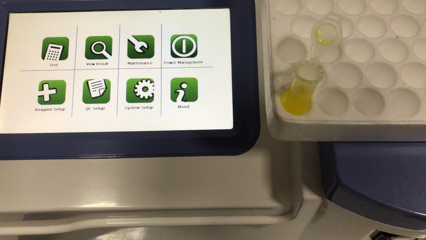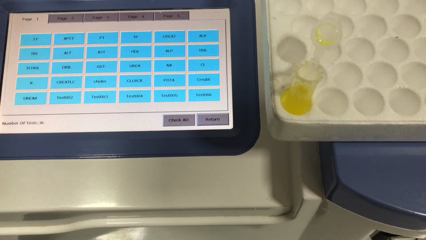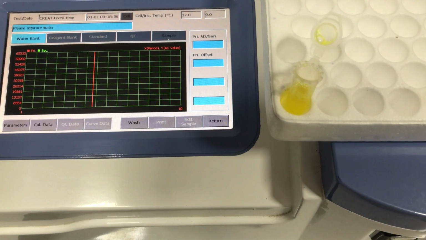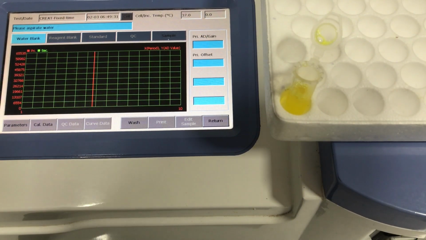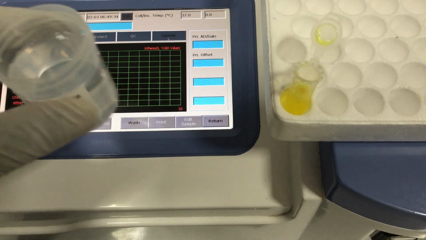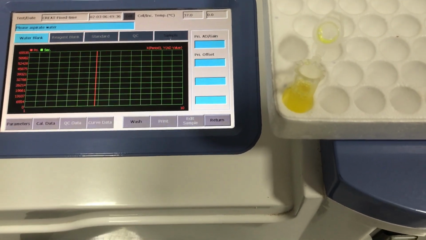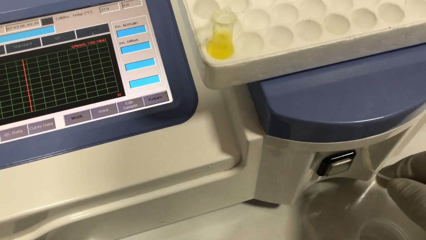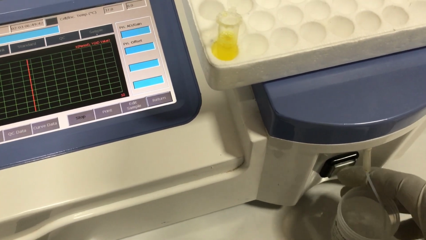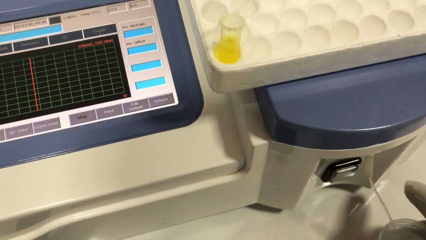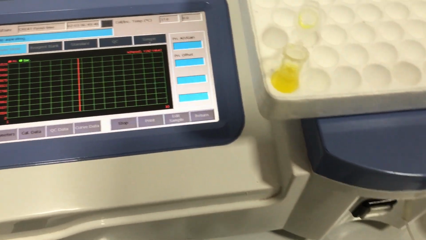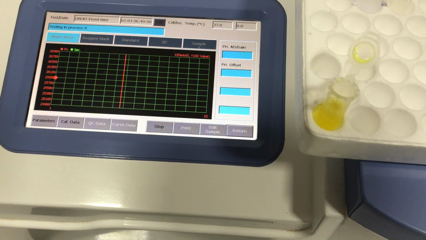But before that, you prepare the machine. So you go to your test, then you select the creatinine side, and then it tells you to aspirate the water. So you're going to aspirate your DI water. So I have it here, and then I go here and then I click aspirate. Okay, so you should have a tissue for cleaning after everything.